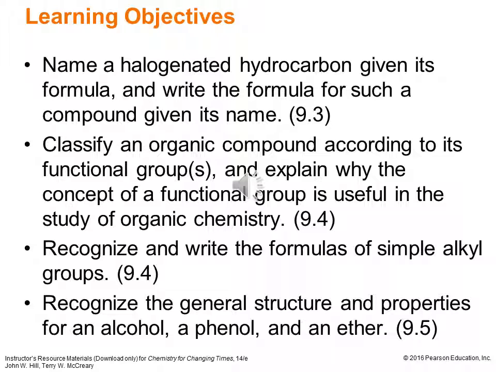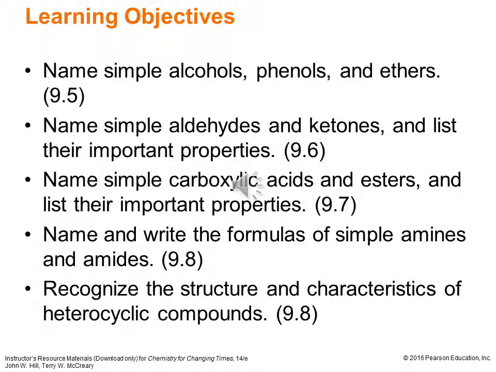We'll recognize and write the formulas of some simple alkyl groups, and then recognize the general structure and properties for an alcohol, a phenol, and an ether. Once we can recognize those types of compounds, we'll also be able to name simple alcohols, phenols, and ethers. We'll name simple aldehydes and ketones and list their important properties, also be able to identify them. We'll name simple carboxylic acids and esters and list their important properties.